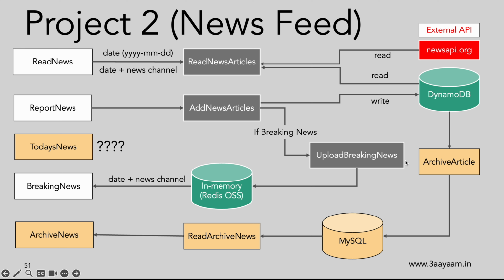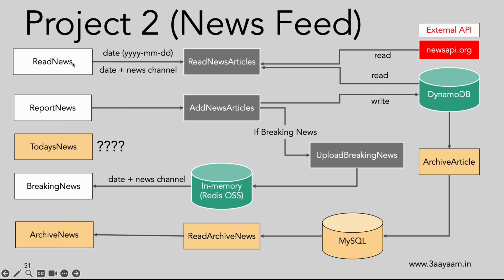Upload breaking news is a function which would read the data and put it in the Redis database. Then you have read news articles, which is reading from the external API, newsapi.org, and also reading from the DynamoDB table. And add news article should add the records in the DynamoDB table. If it is a breaking news, then only this function would be called, which will add to the Redis database.